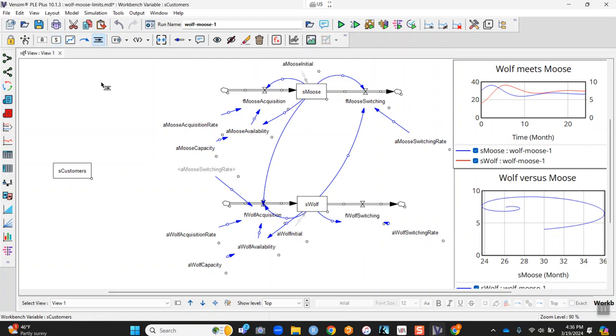So we're going to have customers go out from there into the wild. Okay, this will be flow, and that was S customers. We'll call this flow customers.